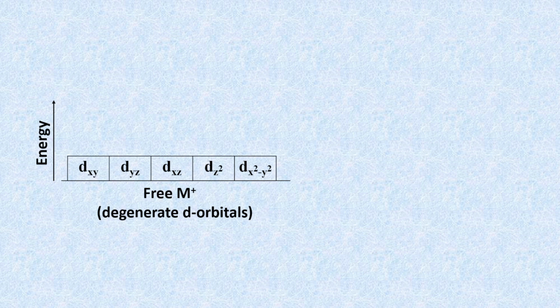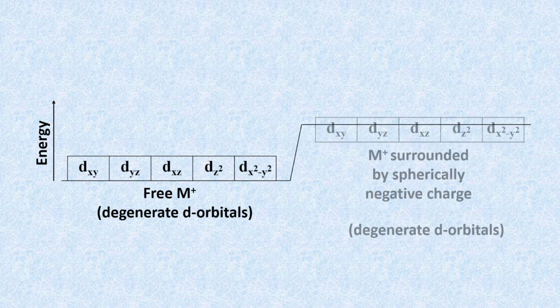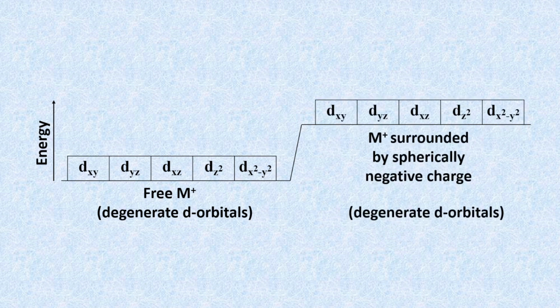This is a schematic diagram of the energy levels. As you can see, the energy of the 5-fold d orbitals remains equal both in a free and spherically symmetrical environment. Their energy equally increases in a spherically symmetrical negative charge environment.